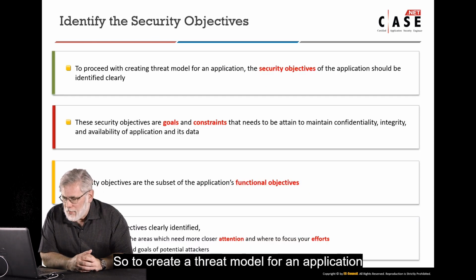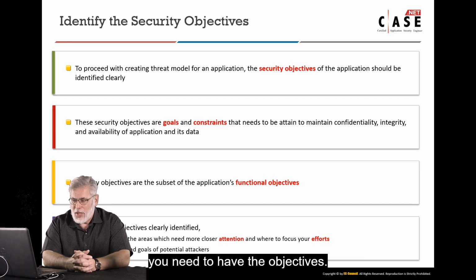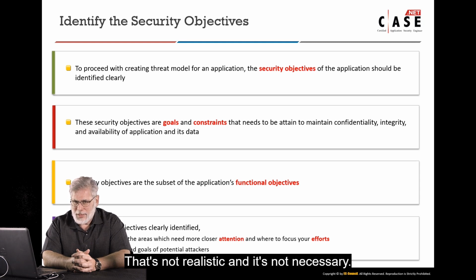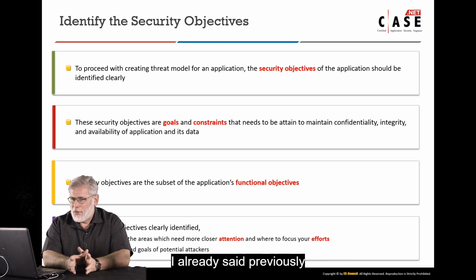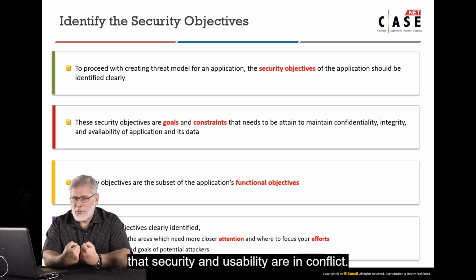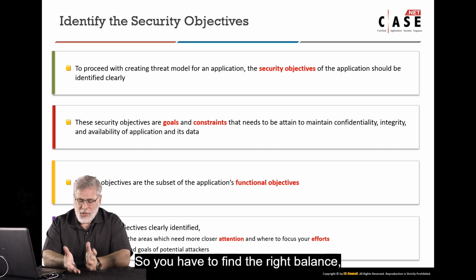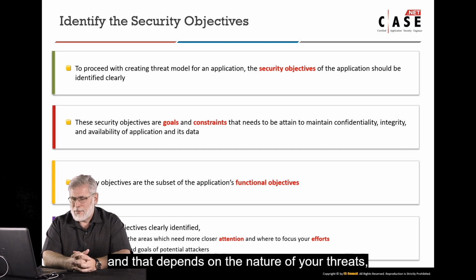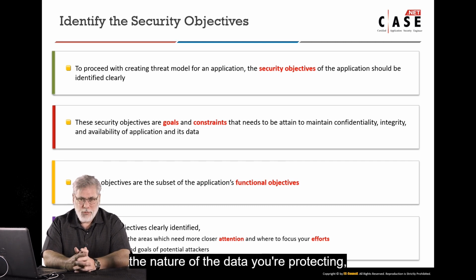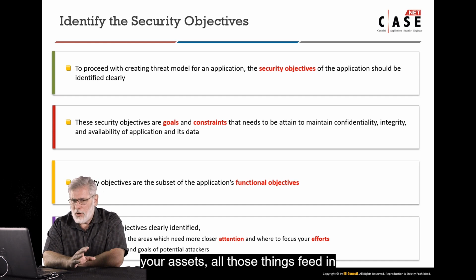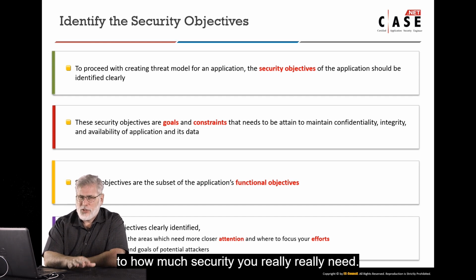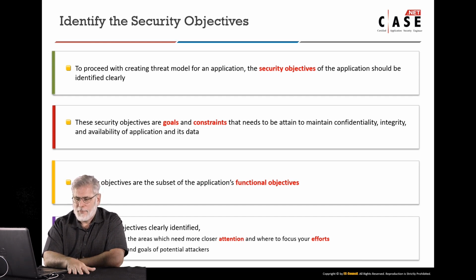So to create a threat model for an application, you need to have the objectives. Now, of course, you could say the objectives are to be totally secure, but that's not realistic and it's not necessary. I already said previously that security and usability are in conflict. So you have to find the right balance. And that depends on the nature of your threats, the nature of the data you're protecting, your assets. All of those things feed into how much security you really, really need.